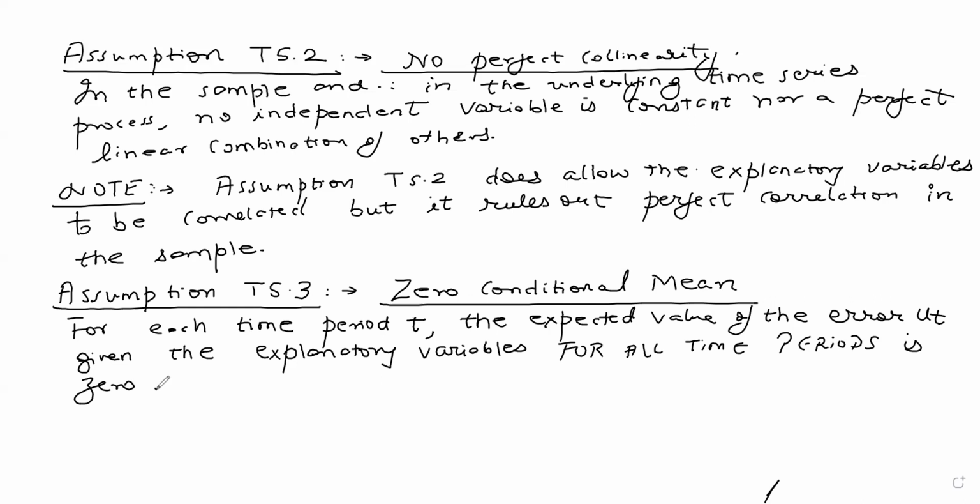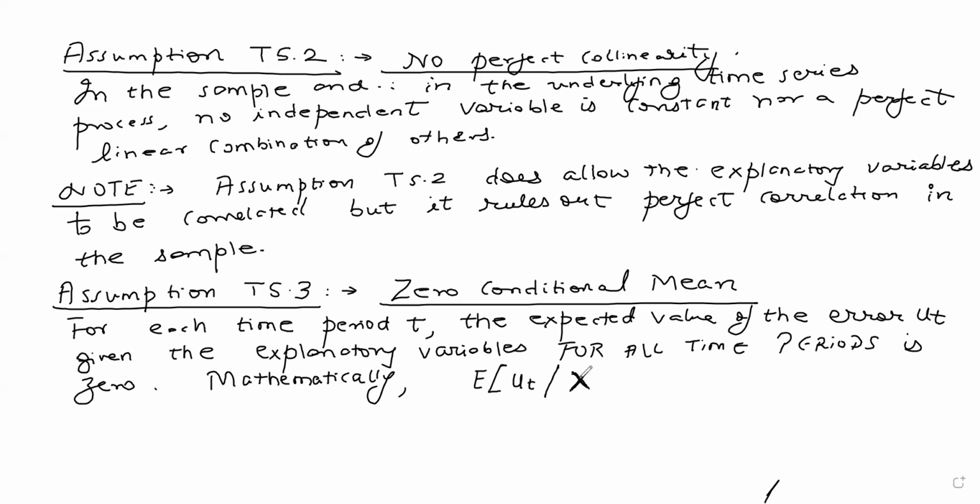That means the expected value of ut conditional on the explanatory variables, not just for one time period, but for all time periods, be it the past, the present, or the future, is equal to 0. So I can write mathematically: the expected value of ut conditional on the vector capital X, where the vector capital X denotes the set of all vectors across all time periods, where time periods go from 1 to n.